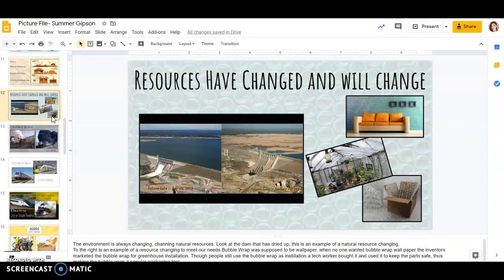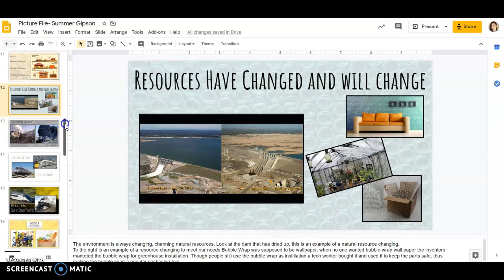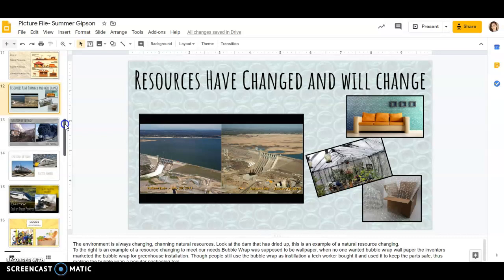And then we do practical examples. So how are they changing? We put this into perspective for the students. So I talk about how bubble wrap used to be a household decoration. People used to actually use it as wallpaper. It didn't really take off because that's what the inventors wanted it to be, and only a few people really caught on to that. So they actually ended up using it for greenhouses to trap the heat in.